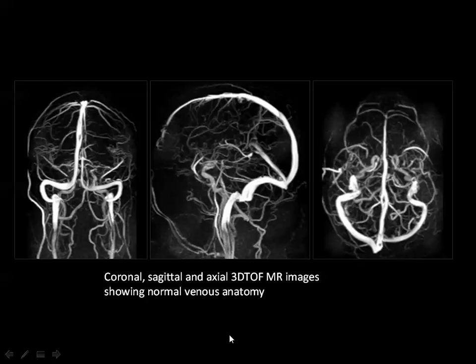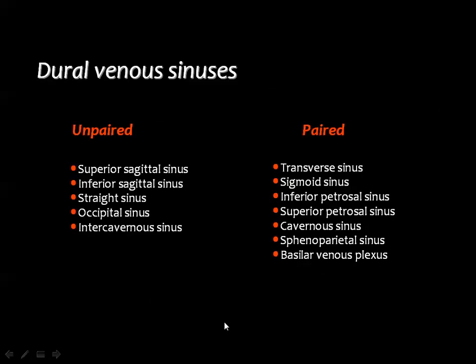And you should know that there are some anomalous appearances, especially between the transverse sinuses. One may be dominant compared to the other. Sometimes we see this finding, which is considered a normal finding.